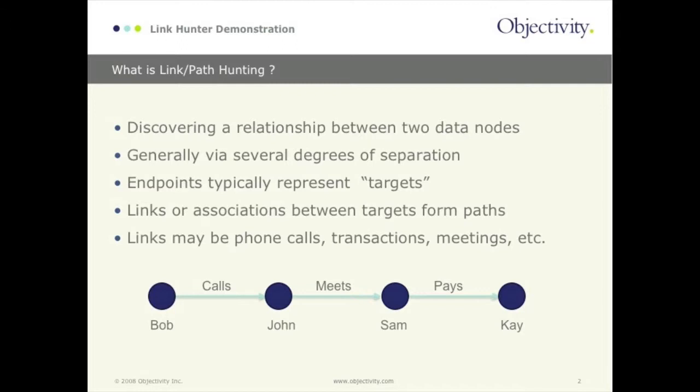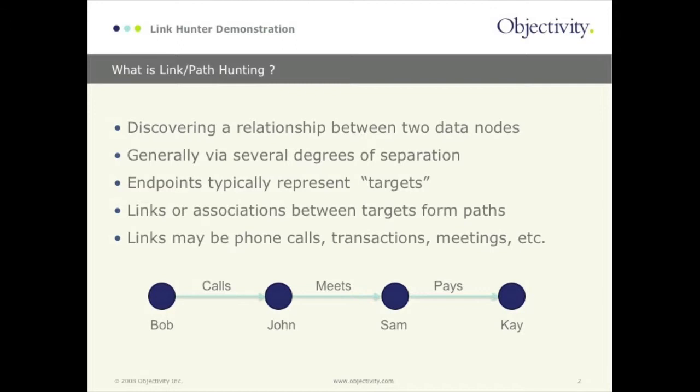A little example that we have here at the bottom of the slide shows a very basic scenario where Bob calls John, John has a meeting with Sam, and Sam pays Kay. Now, in a typical database, these pieces of information are stored discretely, so they're stored all over the database, and they are generally the result of disconnected data ingest streams, so when that data was ingested, it wasn't related in any way. So the demo application I'm going to show you revolves around this same concept.